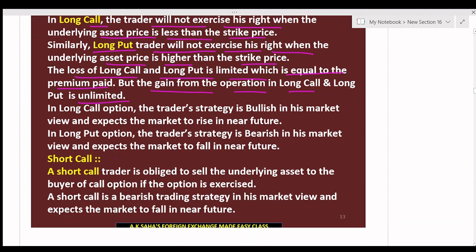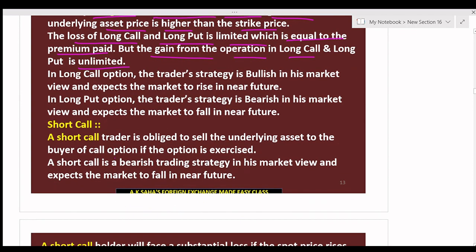In a long call option, the trader's strategy is bullish in his market view and he expects the market to rise in the near future. In a long put option, the trader's strategy is bearish in his market view and he expects the market to fall in the near future.